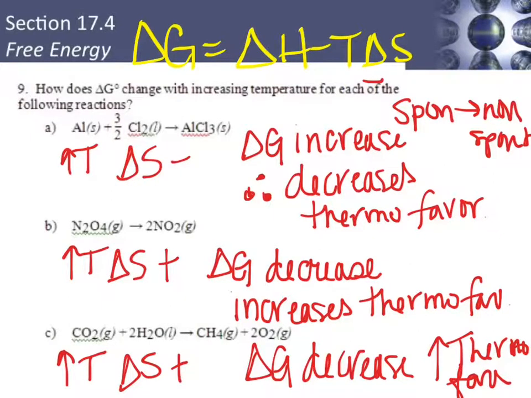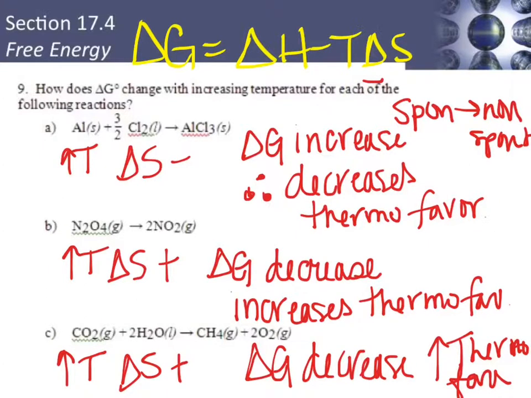A negative G means that it's spontaneous, right? Yes. So if the G decreases, wouldn't it get closer to negative? If your G goes down, your G's going down. So if you're at 10 and you go down to 5, you've increased your spontaneity, or you've increased favorability. Do you get it? Okay.